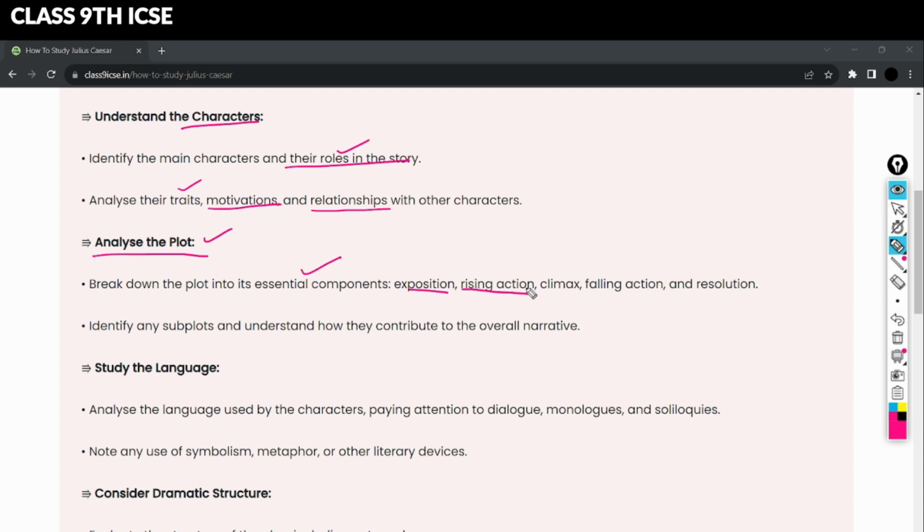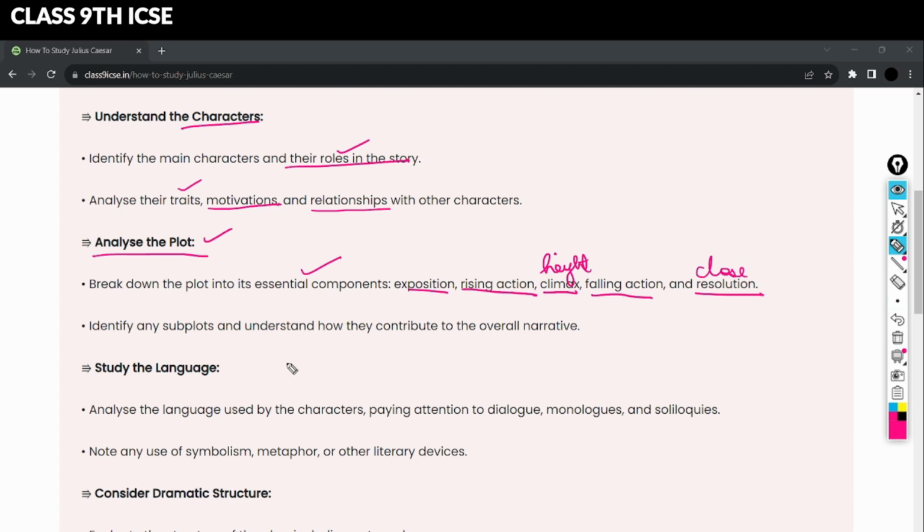Then you get to know the height towards which it follows, right? That is the climax. Then the falling action, the fall of the play, and eventually the resolution or the close, that is the catastrophe. You should be very familiar with these terms to understand as you read through the play.